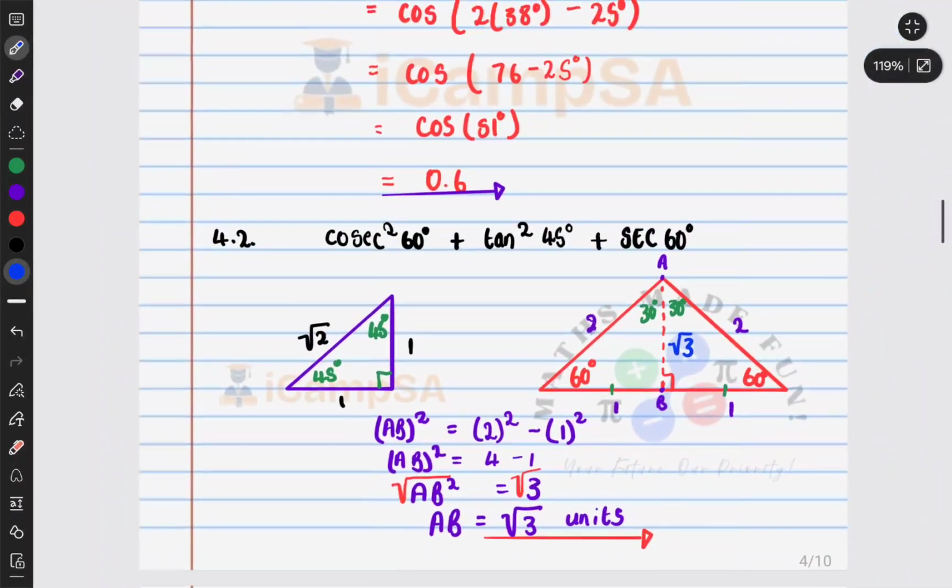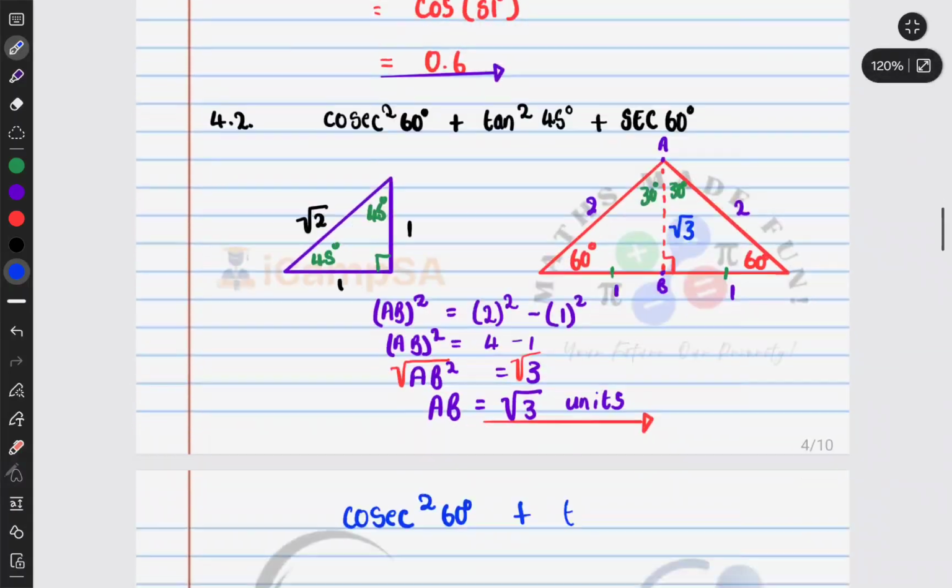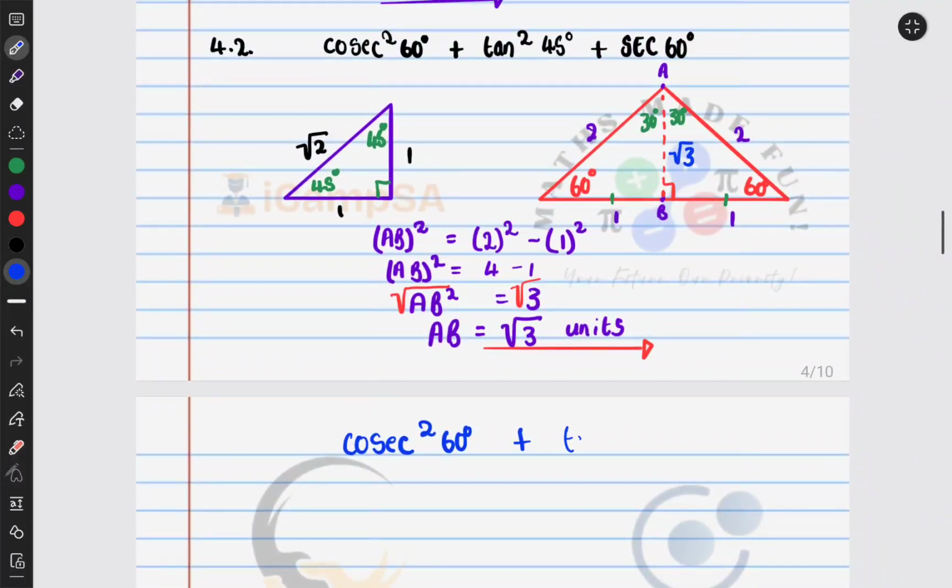Let me quickly write it down again. We have cosec 60 degrees squared plus tan 45 degrees squared plus sec 60 degrees.